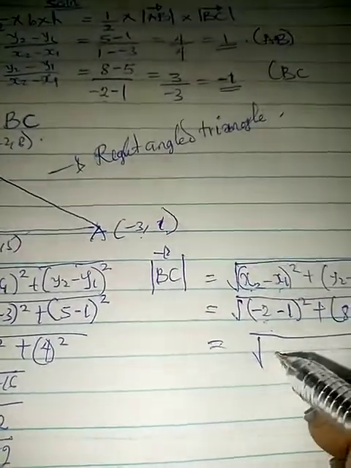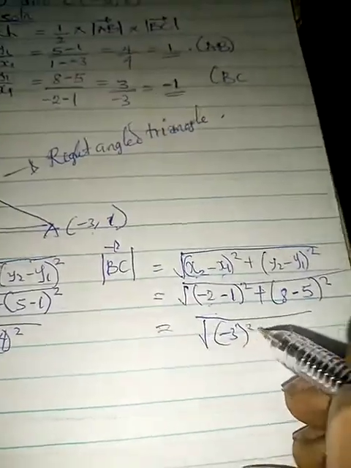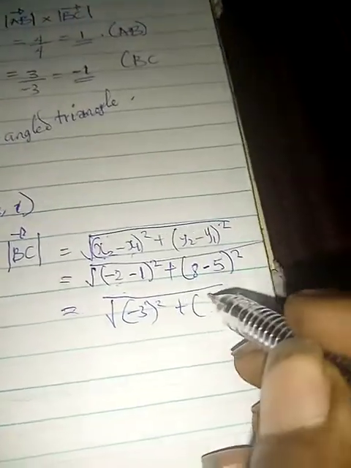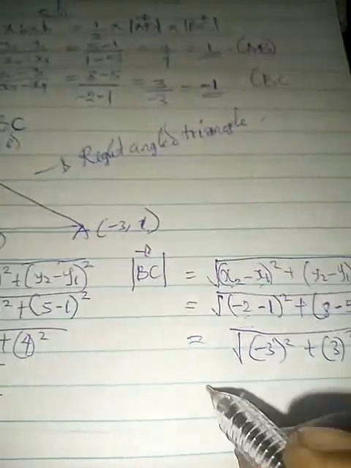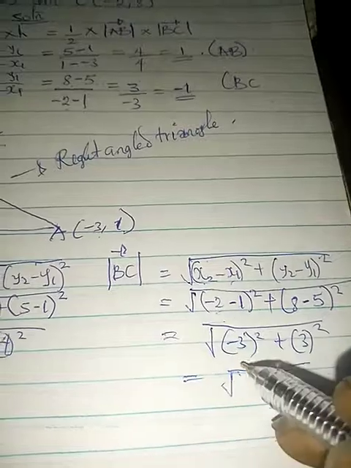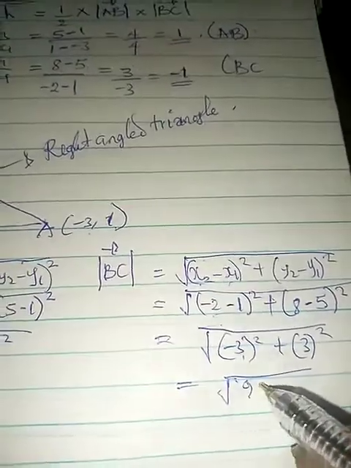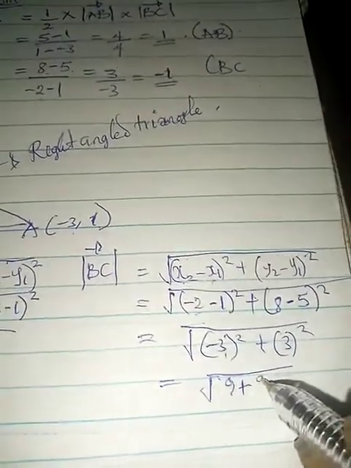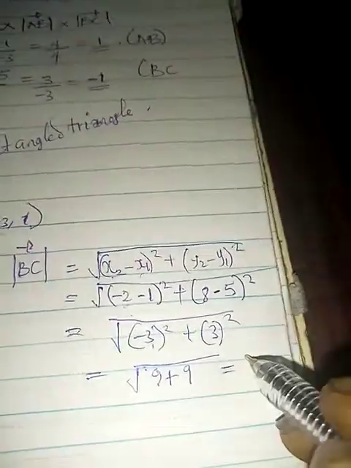So minus 2 minus 1, that will give us minus 3 all square, plus 8 minus 5, that will give us 3 all square, such that this one will now become square root of minus 3 times minus 3, that is 9, then plus 3 times 3, that is 9. So that will give us square root of 18.